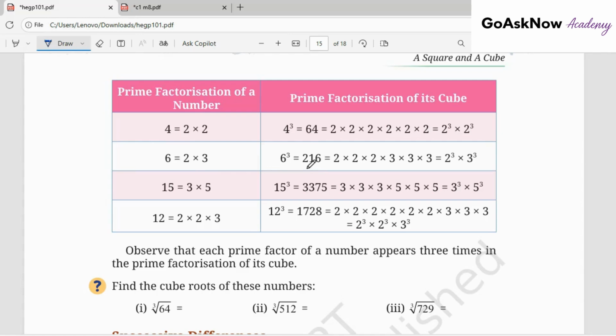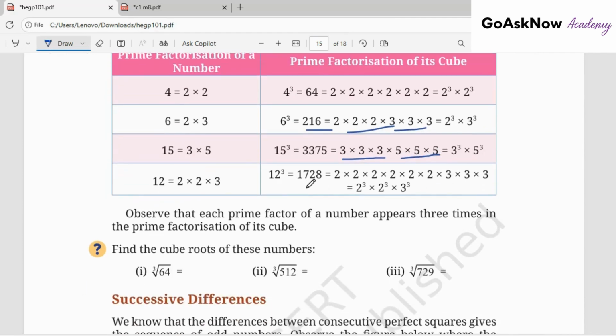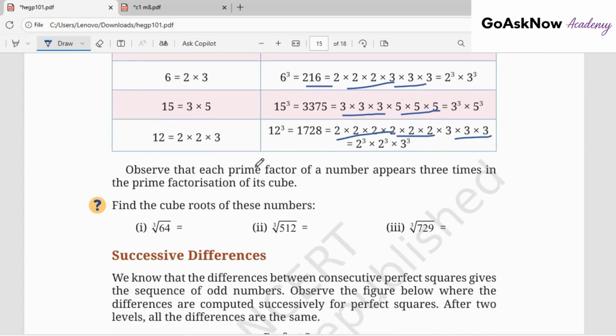Next is 6. 6 cube is equal to 216, which is 2 cube and 3 cube. Next, 15 cube is equal to 3,375, which is 3 cube and 5 cube. Next, 12 cube is equal to 1,728, which is equal to 2 cube, 2 cube, 3 cube. Observe that each prime factor of the numbers appears 3 times in the prime factorization of its cube.